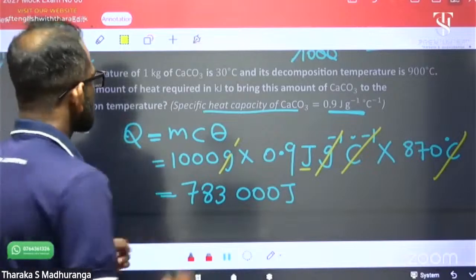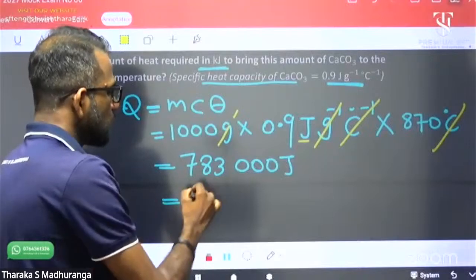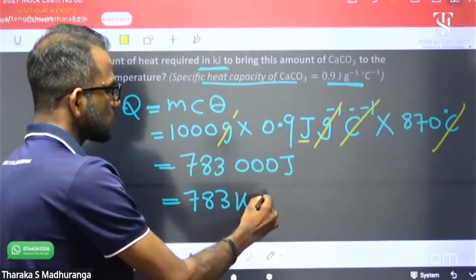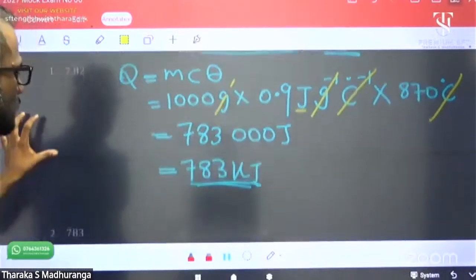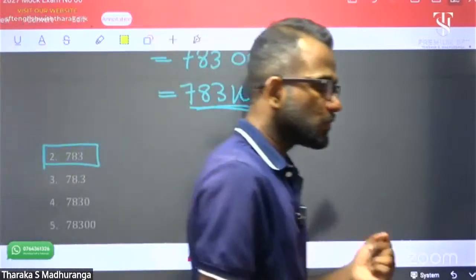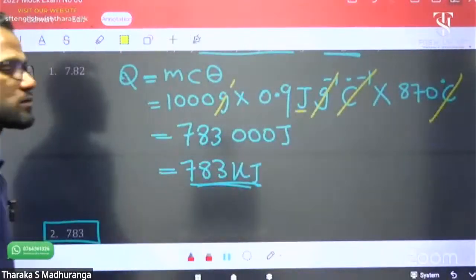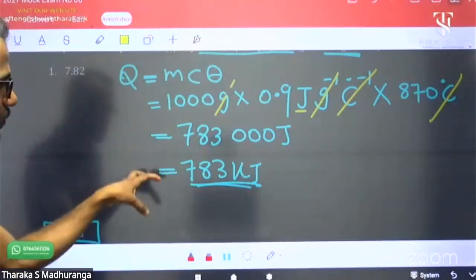783,000. But the question asks in kilojoules. These are the points you have to be very careful about. In kilojoules, it is 783,000 divided by 1000, which is 783 kilojoules. The answer is number 2. Okay, if you want, clearly note it down.